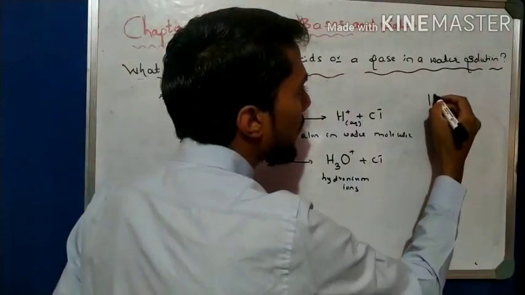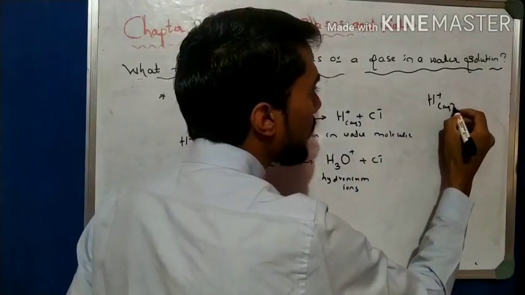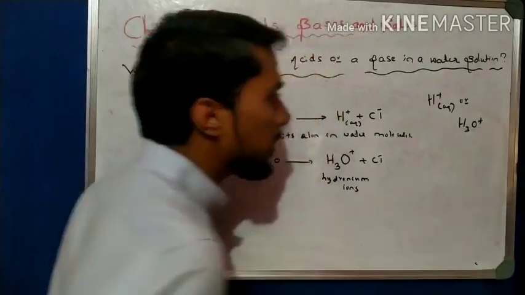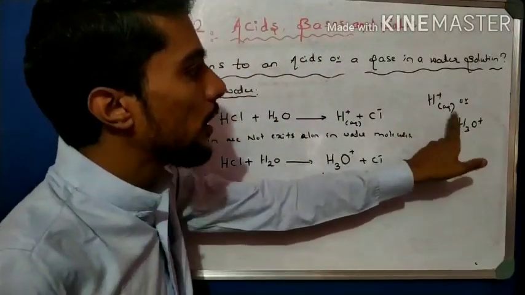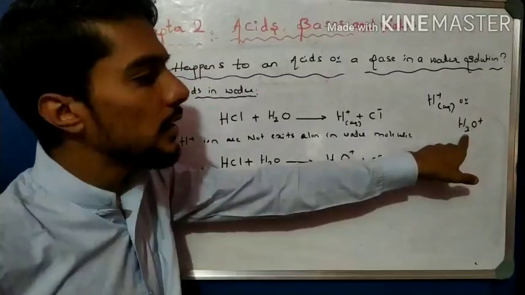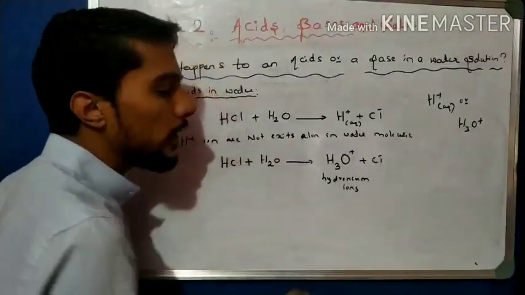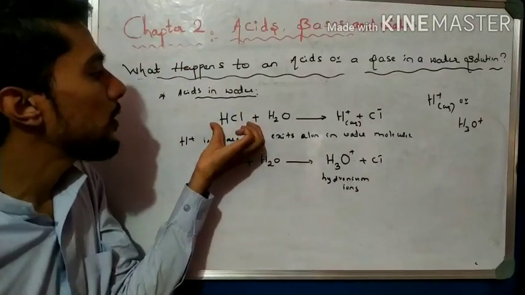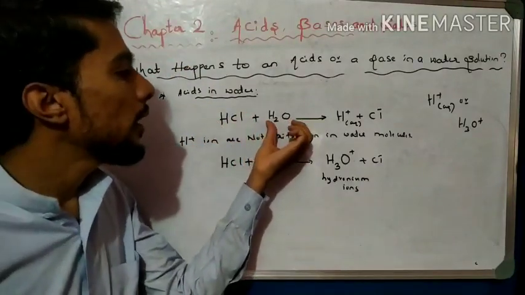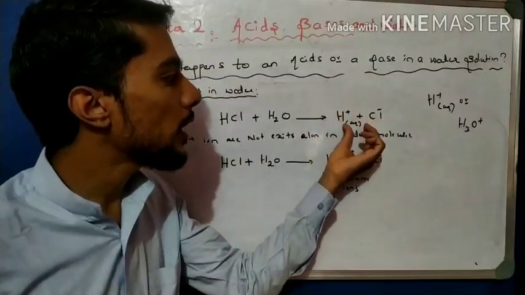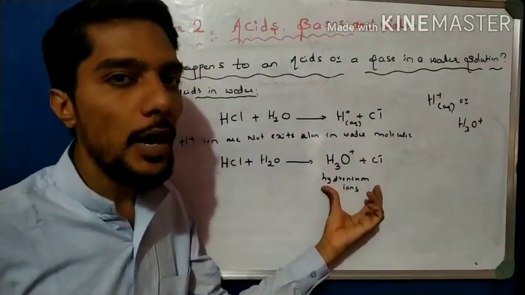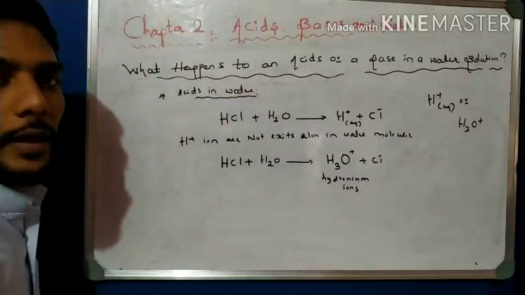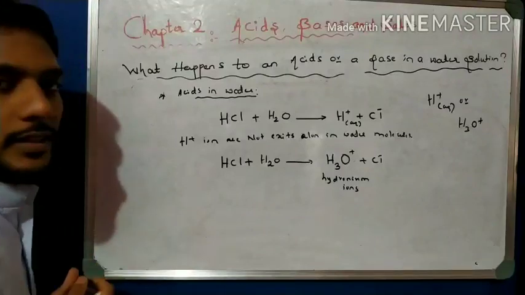One is, you may write H plus aqueous ion, that is hydrogen ions in aqueous solution. Or if you do not write aqueous, you write H3O plus ion, that is hydronium ions. So this is the equation. When acid is dissolved in water, they form H plus ions aqueous, or they form hydronium ions. This is the equation of acids. Right?